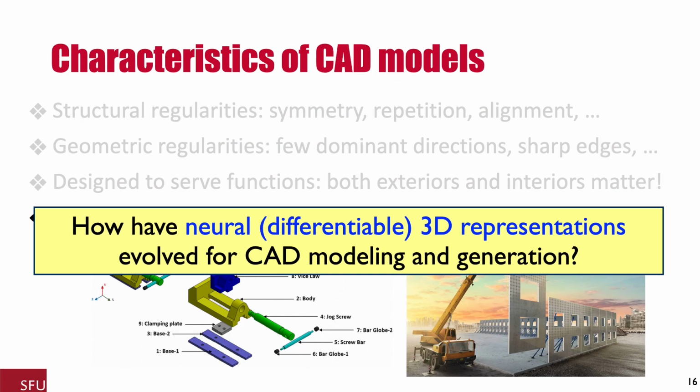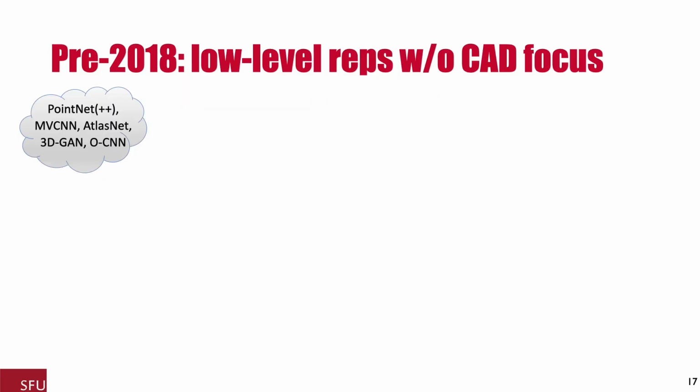So the question I want to raise is, how have the neural 3D representations, which are a popular topic in the past 5 years or so, evolved to support CAD modeling? So I'm going to go through a quick evolution. Pre-2018, most of these representations, like octrees, meshes, multi-view CNNs, and also 3D GANs, were low-level primitives, not with a focus on CAD.